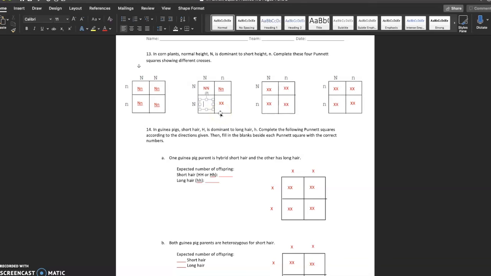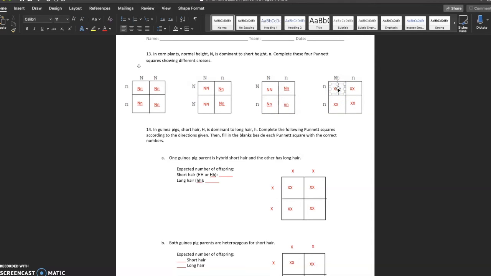For this one, we have a capital N coming from the top, capital N coming from the side. And this one again, lowercase n coming from the top, capital coming from the side, but we're always going to put that dominant allele first when we're writing out a genotype. This next one, capital N from the top, capital N from the side. Same situation here, lowercase coming from the top, capital coming from the side, but that dominant one is always going to go first. This one we got capital N, lowercase n. And this last box here, lowercase n and lowercase n.